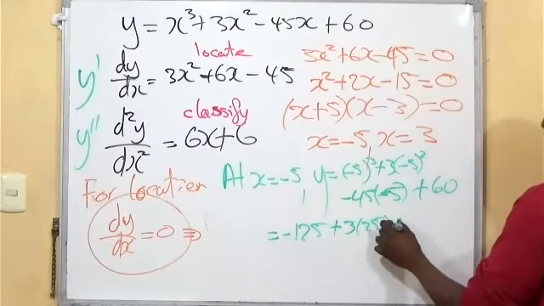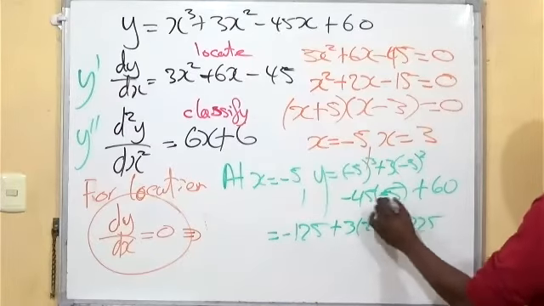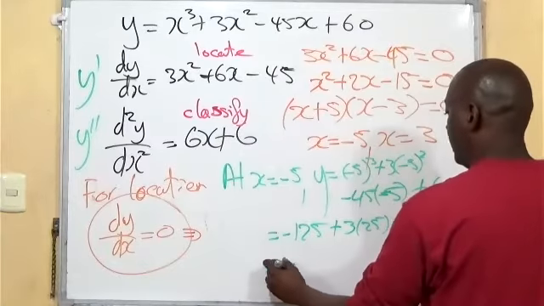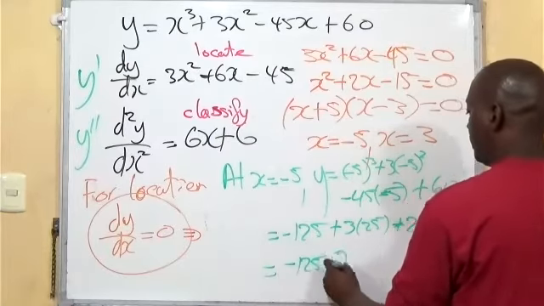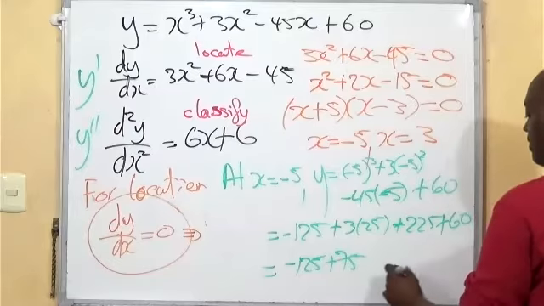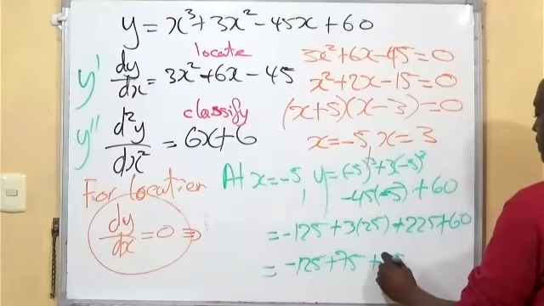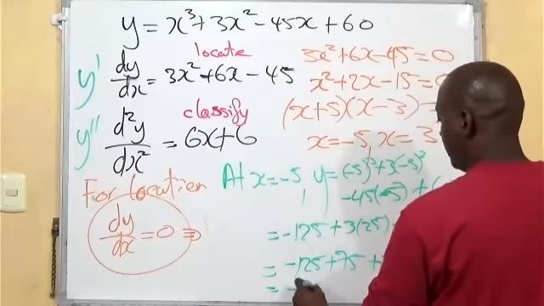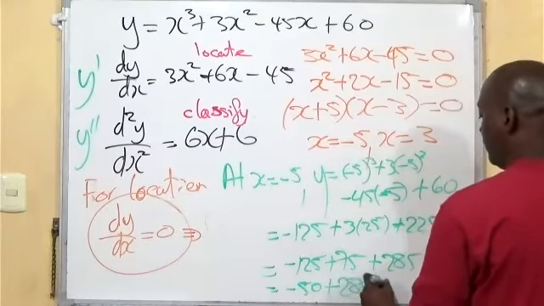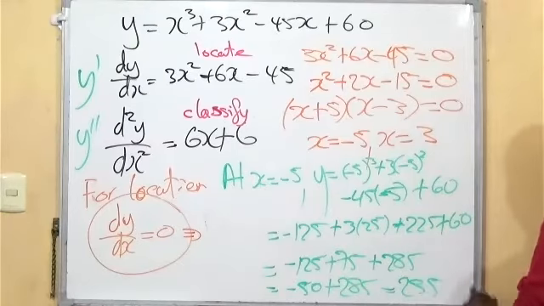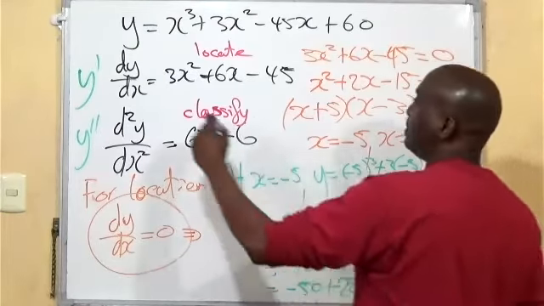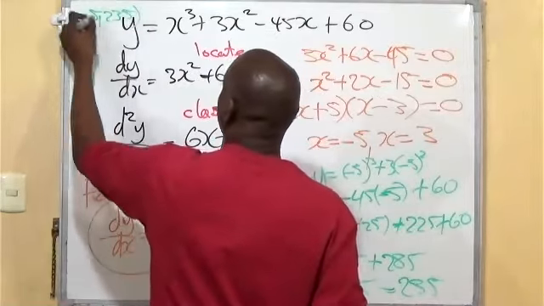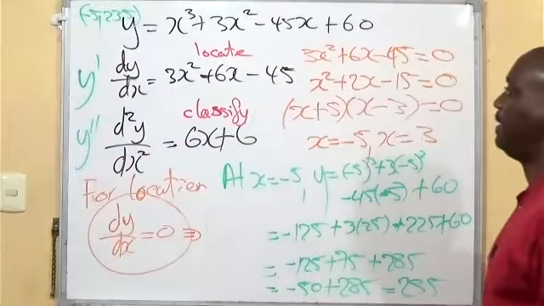45 by 5 is plus 225, right? Minus by minus plus 60. Right, somebody help me out with the calculator here now, right? -125 plus 75. 225 plus 60 is plus 285, all right? That is -50 plus 285, which is equal to 235. So one point is -5, 235. Geez and ages, what kind of point you talking about, right?